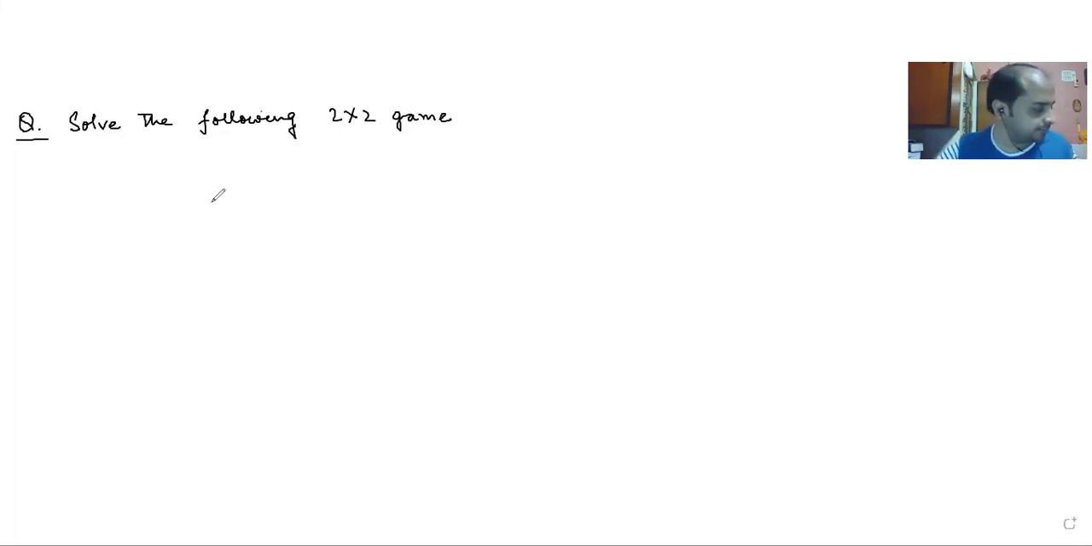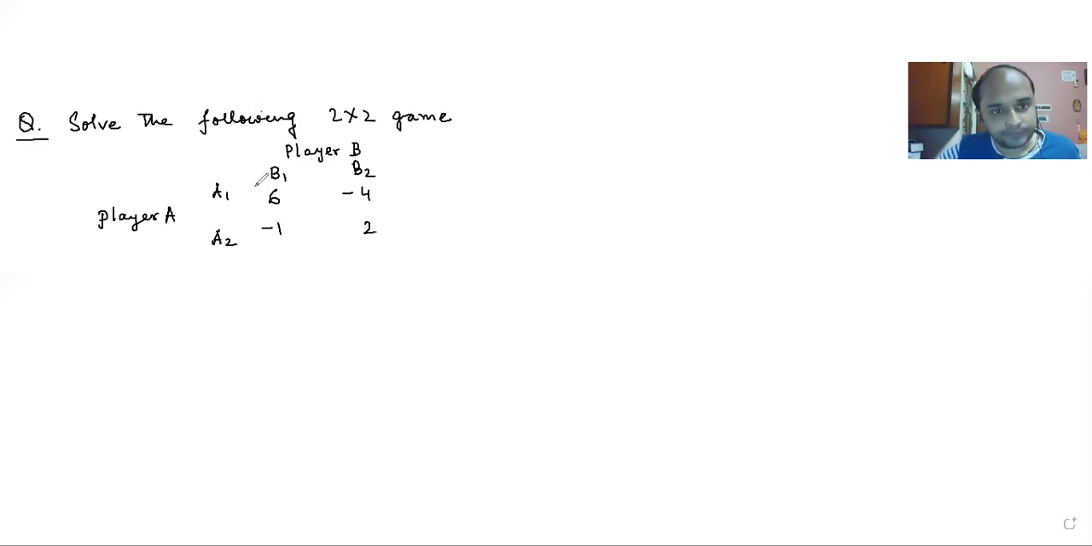Solve the following 2x2 game where player A is the maximizing player whose strategies are A1, A2. Player B, minimizing player whose strategies are B1, B2, and values are 6, -4, -1, and 2. Okay, so this is the game matrix.